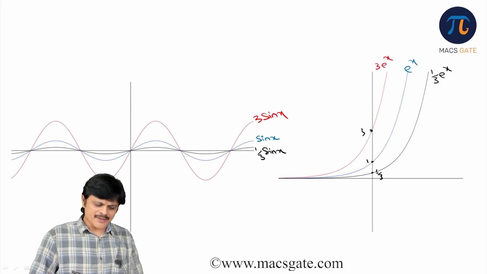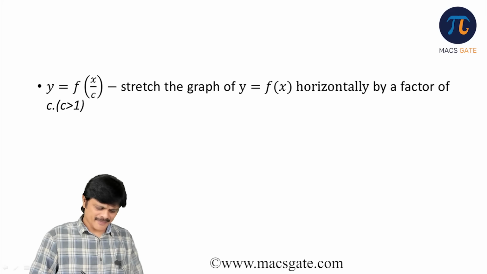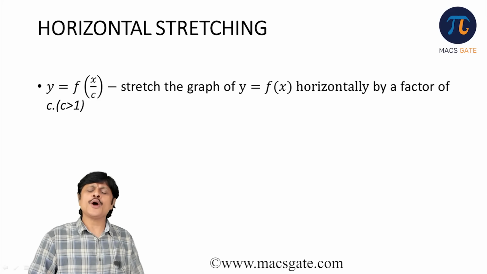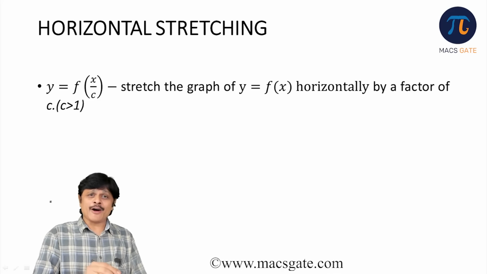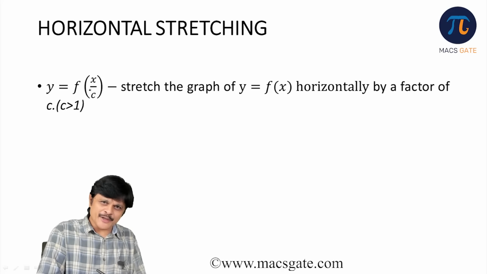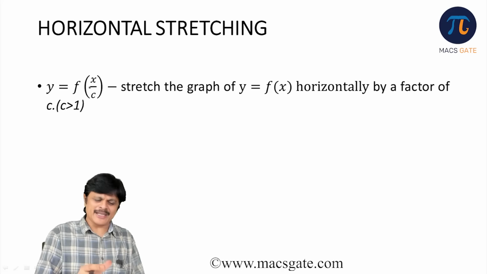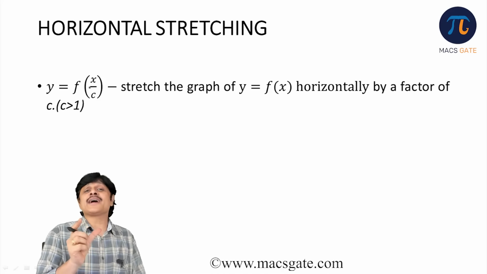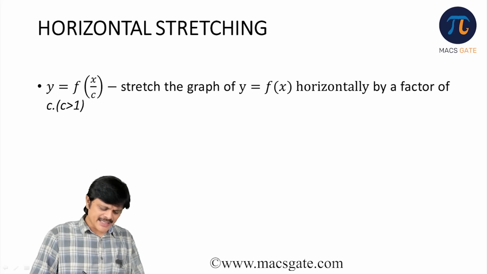Okay, now we try to see the horizontal one. Horizontal stretch. See, for horizontal, when you divide argument by c, stretch will happen. Multiply with c, compression will happen. Okay, so that is the idea. So let us try to understand the same story with an example.